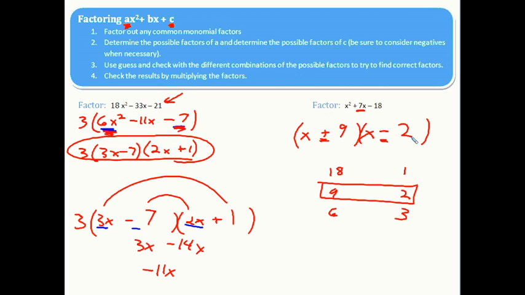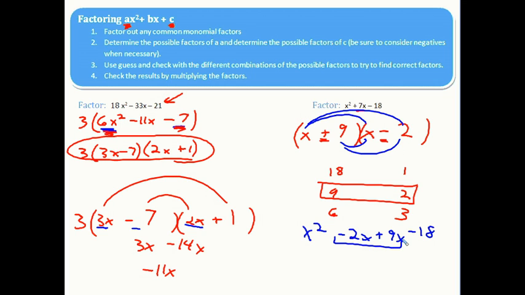a 2 here. Let's just check that to guarantee that we're right. We have x times x is x squared. X times negative 2 is negative 2x plus 9x minus 18. These two combine to equal 7x. And so that is correct. So our answer for this one is x plus 9 times x minus 2.